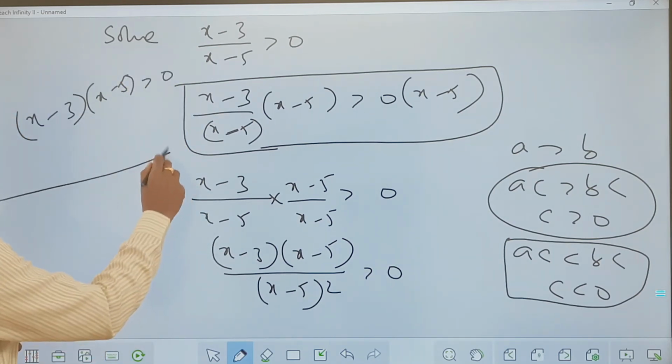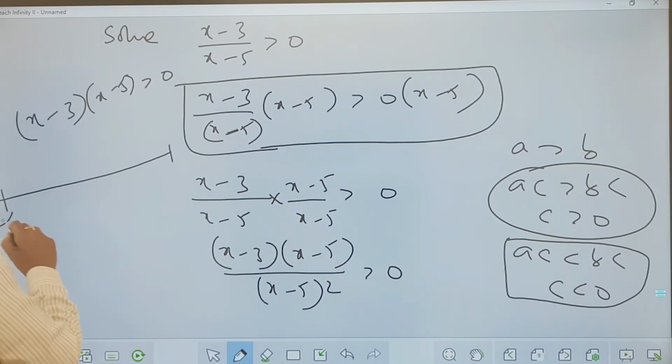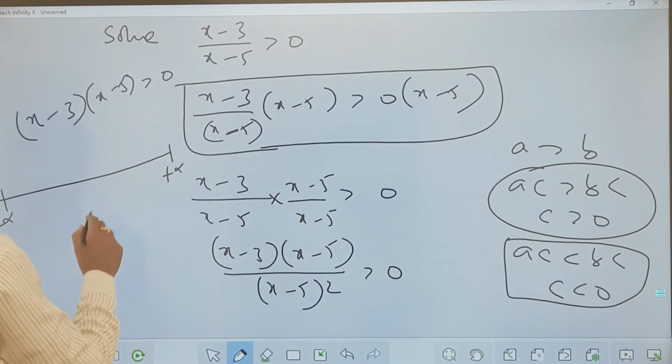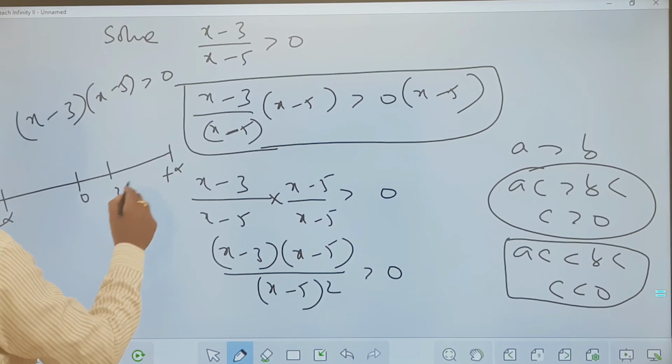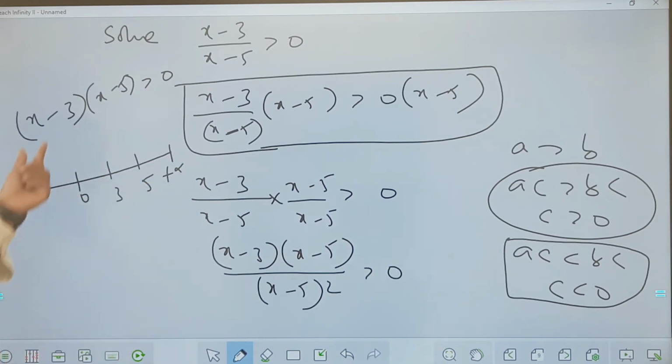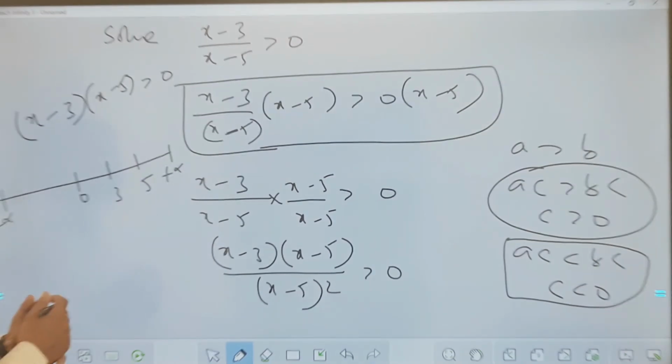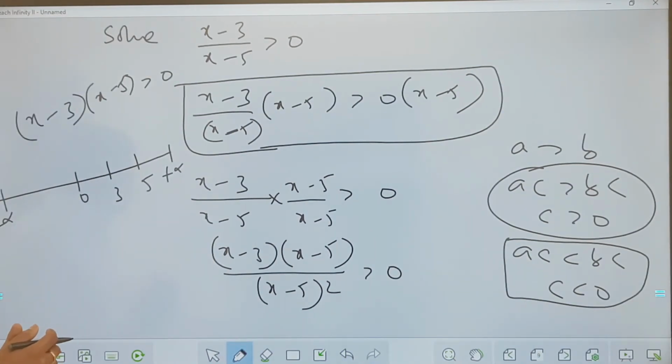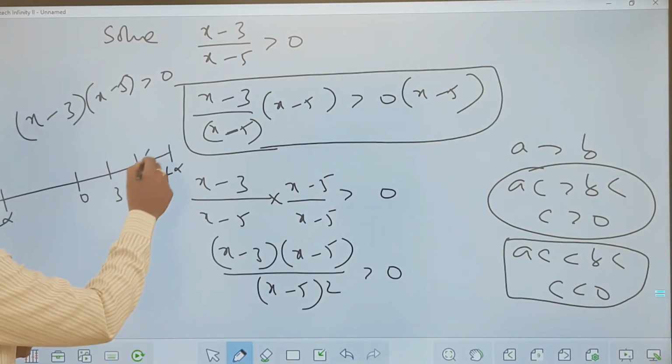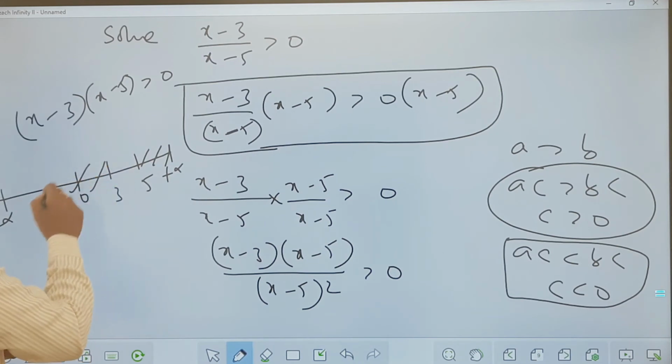Now plot this on the number line, friends. So this is minus infinity, plus infinity, we have a 0 here, we have a 3 here, we have a 5. You know, the value of x will be 3 and 5. Now greater than 0 is what I need to take, right? So when the condition is greater than 0, remember this always, anything greater than the higher value or anything less than the lower value will satisfy the condition.